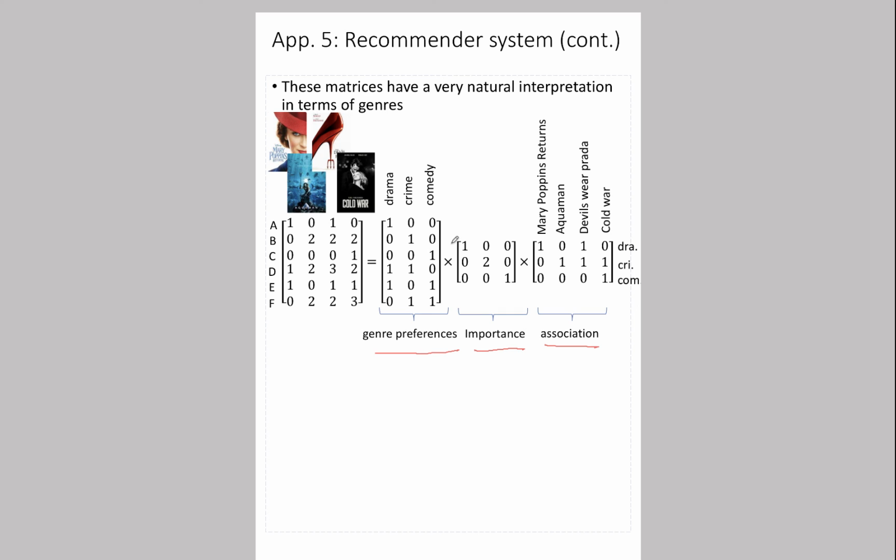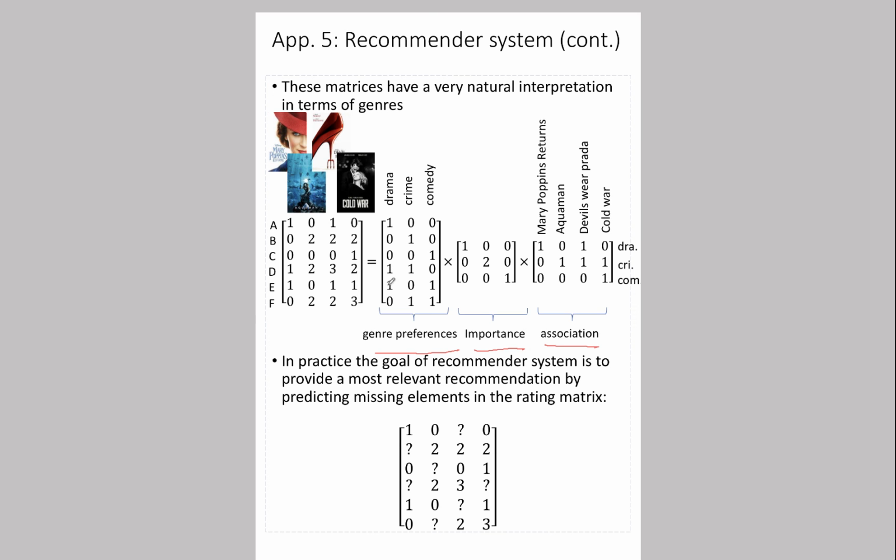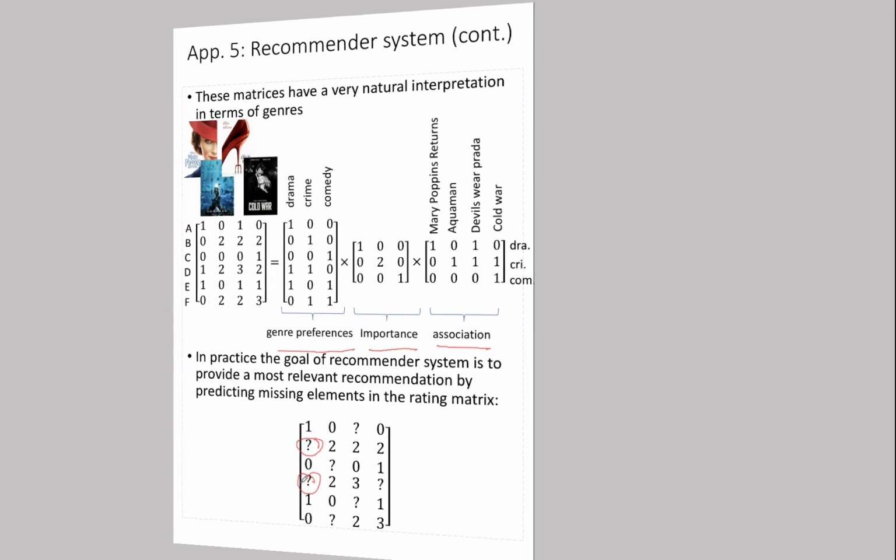Methods for discovering hidden variables or latent factors, such as genres, are especially useful when the number of values of the hidden variables, here number of genres, is much smaller than the dimensions of the original matrix. In next module, we will come back to this in the context of dimensionality reduction. In practice, the goal of recommender system is to provide the most relevant recommendations by predicting missing elements in the rating matrix. Here, a question mark represents the movie that the user hasn't watched yet.